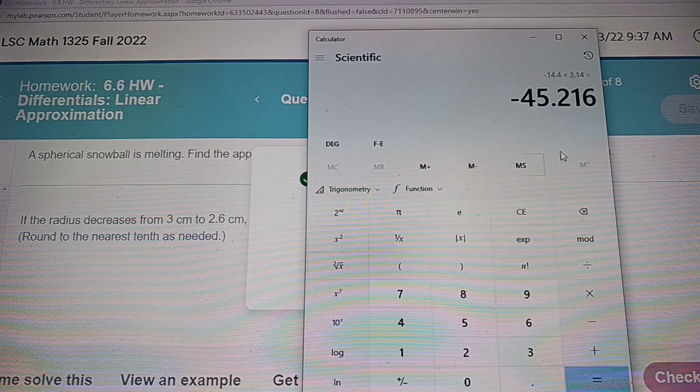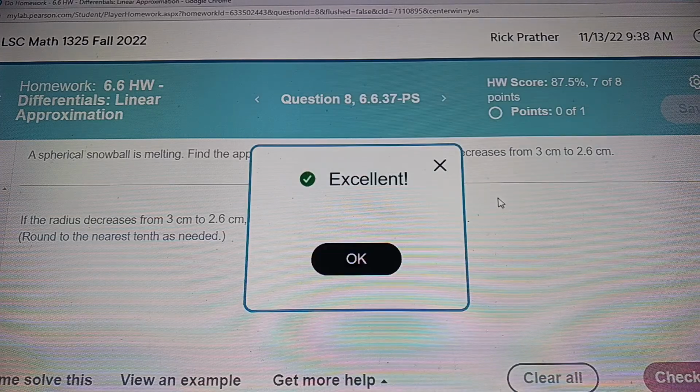If I would have done negative 14.4 times just 3.14, sometimes if you just round pi to 3.14, sometimes it's enough to be off. Here it would have still been the same, but it's only 45.21 instead of 45.23. It makes a little bit of a difference. If you round it to 2 decimal places, they would count it wrong if you're only using 3.14. So everybody associates pi with 3.14, but if you can use more decimals than that, that definitely helps.